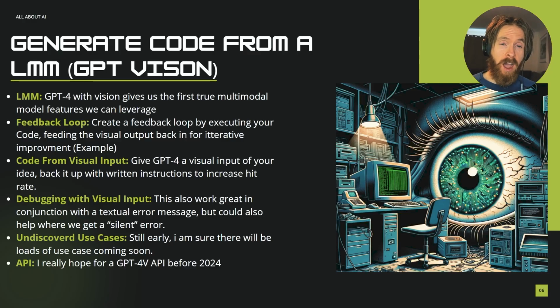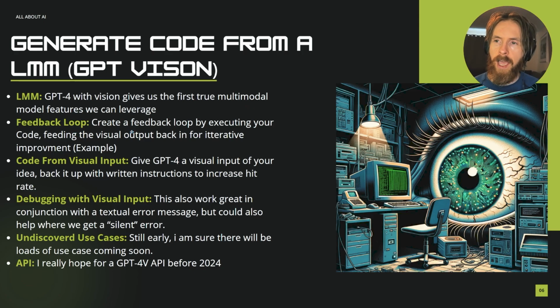Next up, we have something I am very excited about, and that is, of course, generating code from an LLM. That's kind of a large multimodal model. We can just call it GPT Vision for now because there aren't really any other models out there. So you can see I put down LLM GPT-4 Vision gives us the first true multimodal feature we can leverage. So what we're gonna do, we're gonna create a feedback loop.